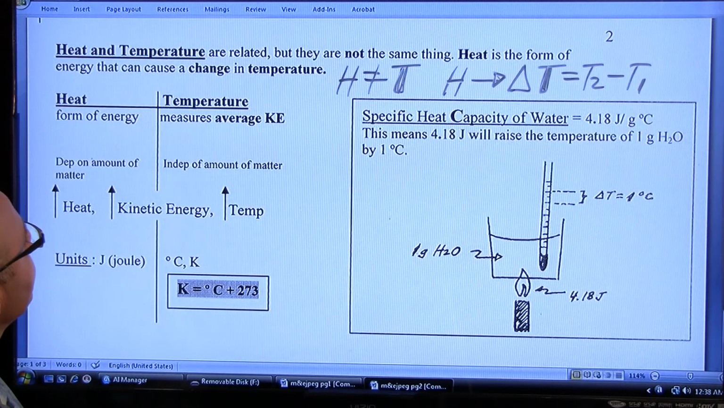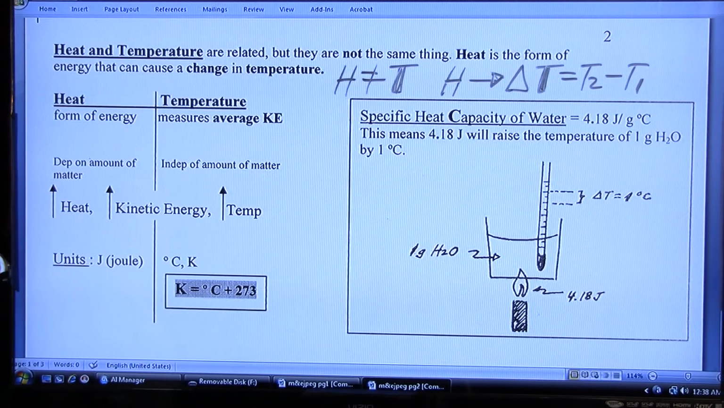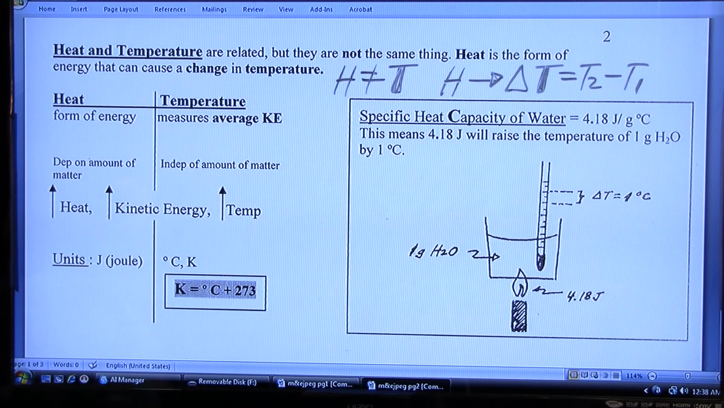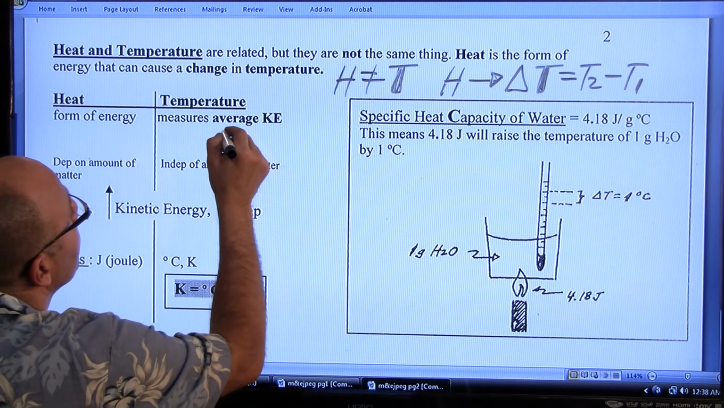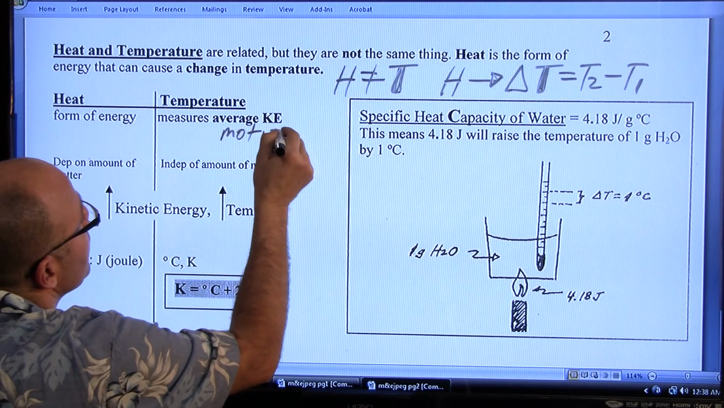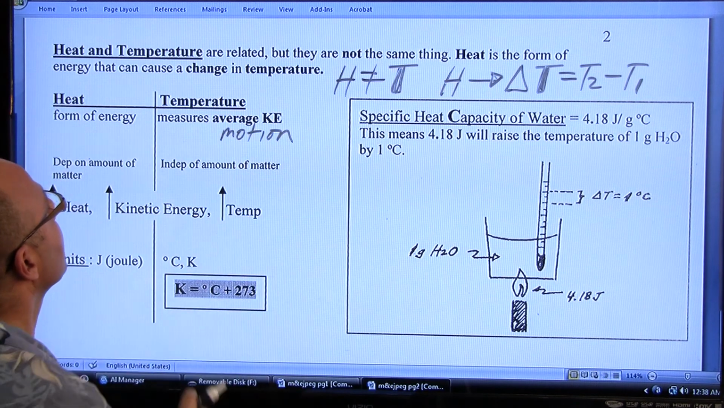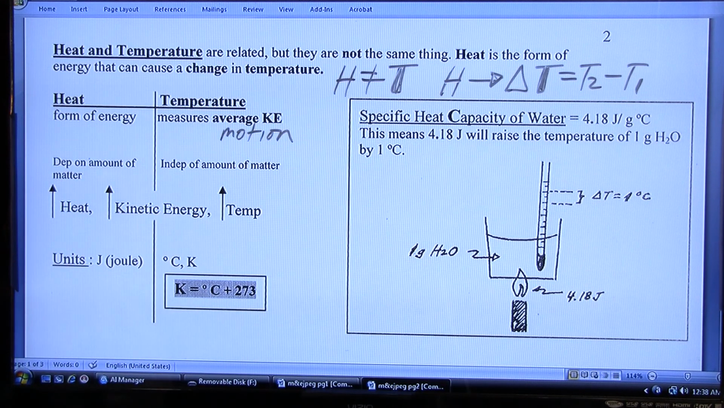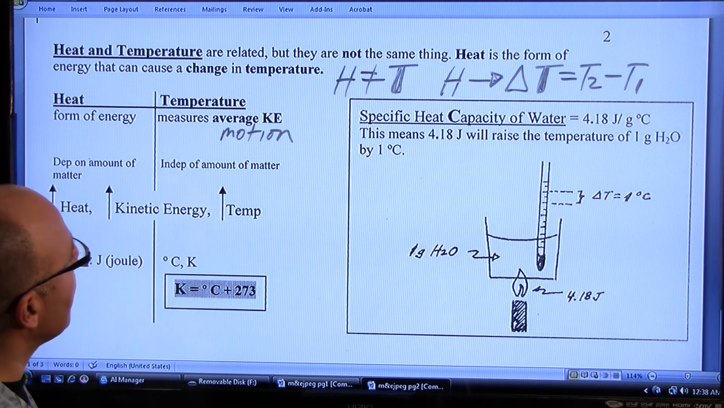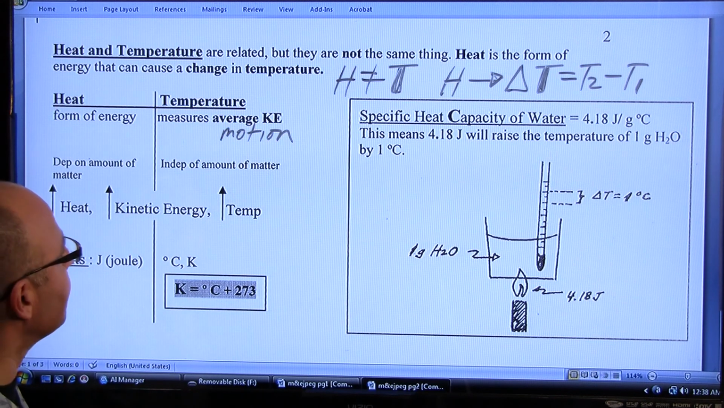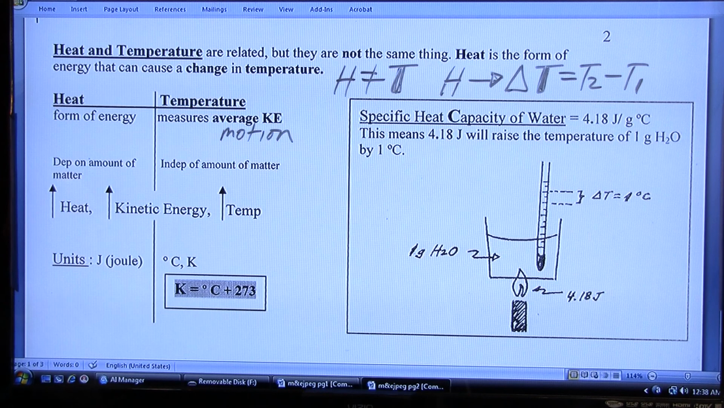Now, more specifically, again, heat is a form of energy. Temperature measures not the amount of heat or quantity of heat in an object. Temperature measures the average kinetic energy. Now, what does that mean? Well, remember, kinetic energy has to do with molecular motion, or the motion of particles, simply put, in an object. The greater the average kinetic energy, the faster the particles are moving in an object, and the higher the temperature will be.